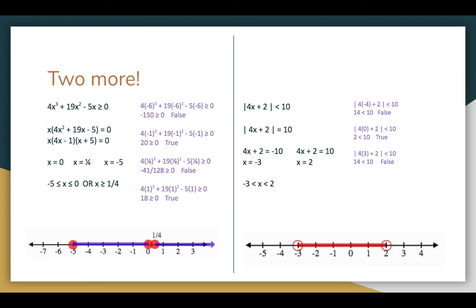So I put my two open circles. I tested -4 from interval 1 and it was false. I tested 0 from the middle interval 2 and it was true. And I tested 3 from interval 3 on the right and it was also false. So my solutions were between -3 and 2, but not including those. And so my final inequality was -3 less than x less than 2.